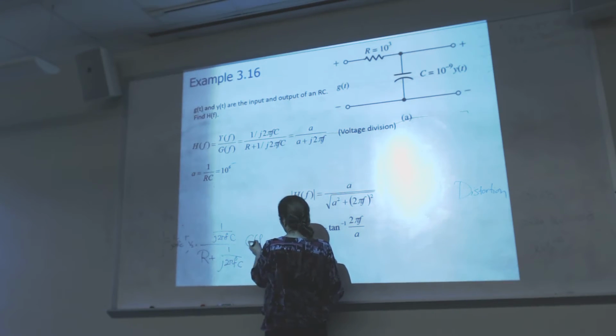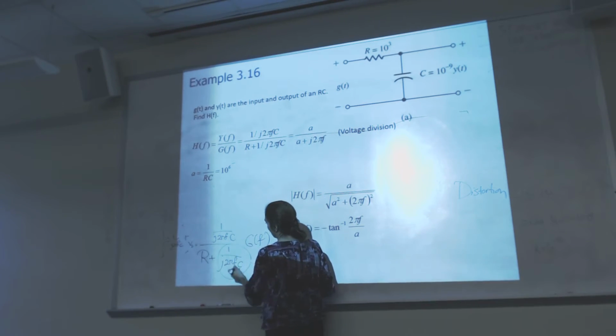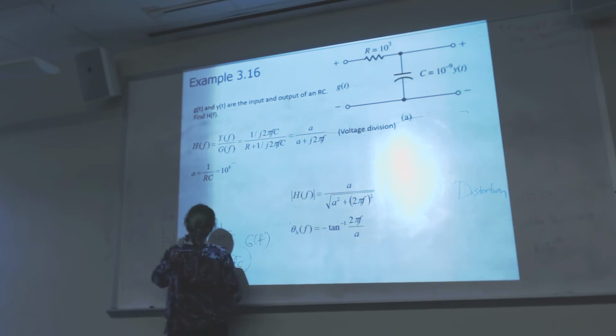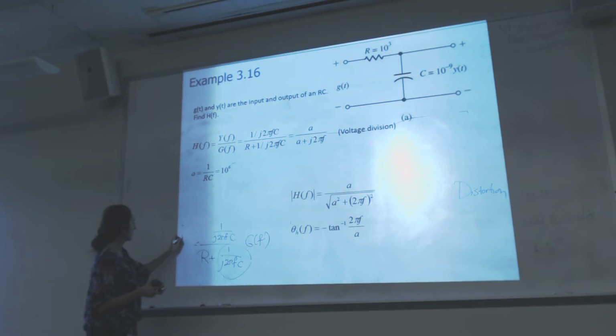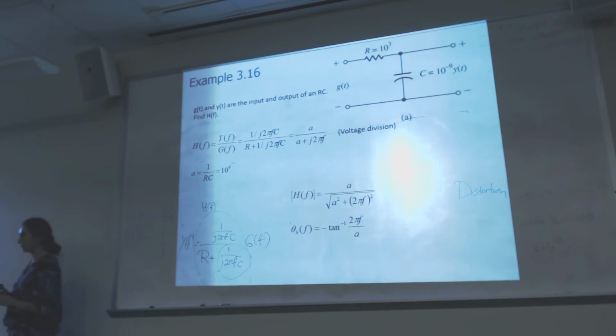But remember, this is in the frequency domain, so your capacitor has this. So this is G of f, Y of f. Okay, good. So the whole thing is your H of f. It's the system part. To simplify this, you get a over a plus j multiplied by f. So this is the transfer function.